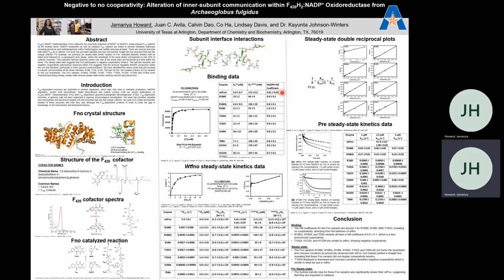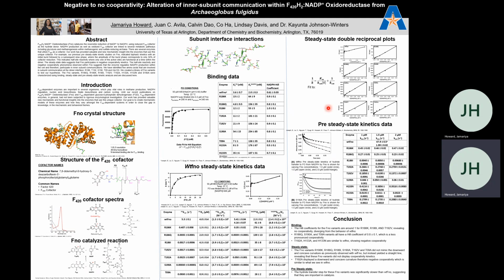But what was most interesting is what we've seen with these variants. With the variants, we managed to see a change in cooperativity for all the variants with the exception of T192A and the two H133 variants. These still show negative cooperativity like previously seen with wild type, but all of the other variants now display no cooperativity kinetics.